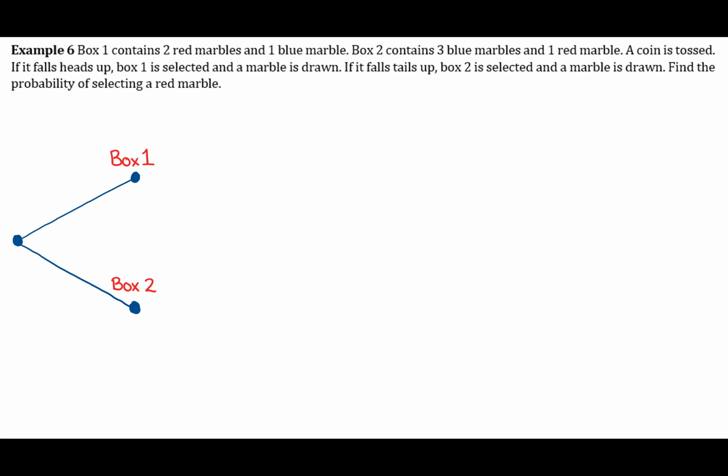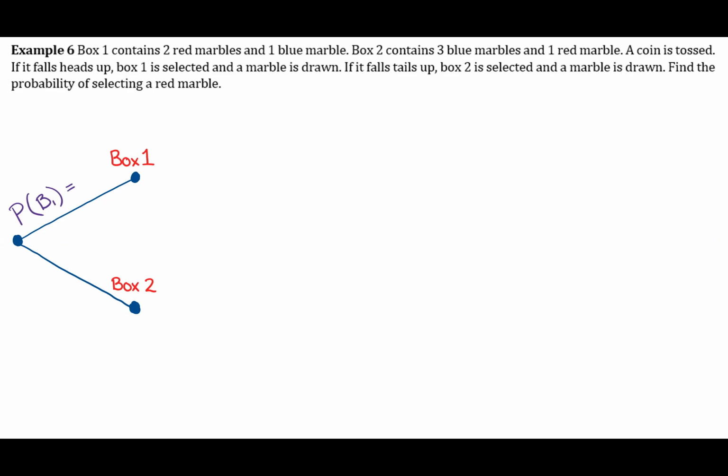Okay, so what I would say for this one, since we've got boxes and marbles and coins, I would do a tree diagram just to keep everything in order here. So basically we're going to flip a coin and it's going to determine whether or not we select from box 1 or box 2. Okay, so that's going to be my first 2 leaves on my tree diagram.